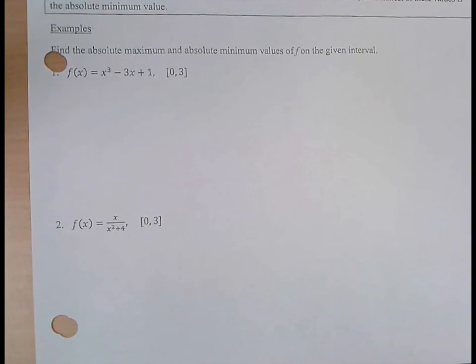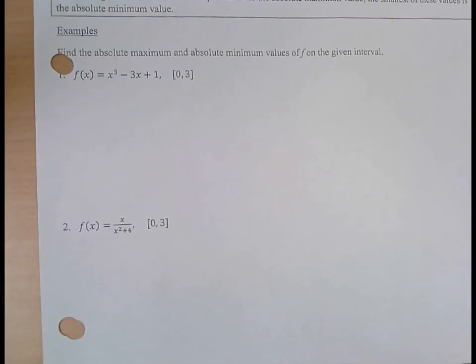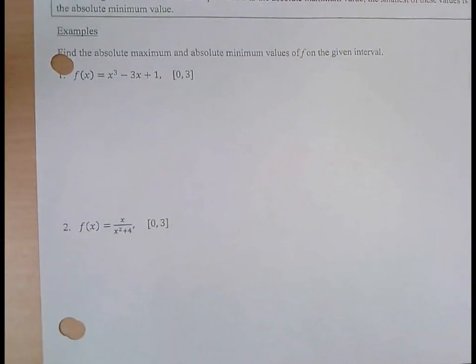We're going to go through the first one together. So we have f of x is x cubed minus 3x plus 1 on the closed interval from 0 to 3. And how I typically start these, we already know the endpoints are 0 and 3, so we need the critical values. So we need to know where is the derivative 0, where does the derivative not exist if there is a value where it doesn't exist.